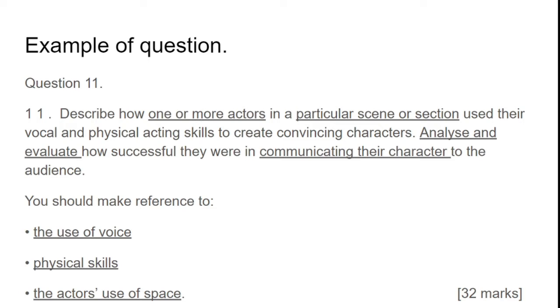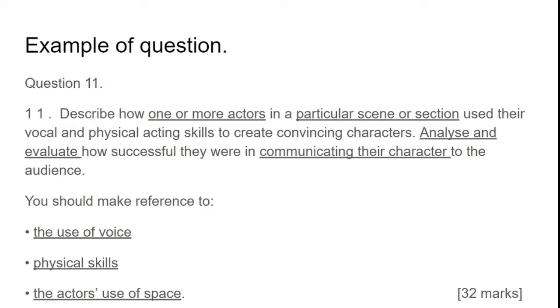So this question doesn't vary too much from exam paper to exam paper. It is always going to ask you to describe how actors have used their skills. It is always going to ask you to analyse and evaluate the use of those skills, because that is in the grade criteria. The things that could vary, for example, in this one it asks for 1 or more actors. So you could simply talk about 1 actor. It may, in other exam papers, say talk about 2 different actors.